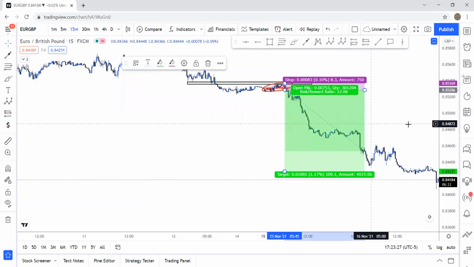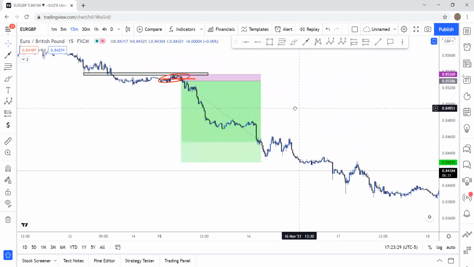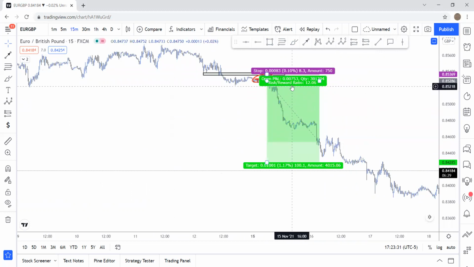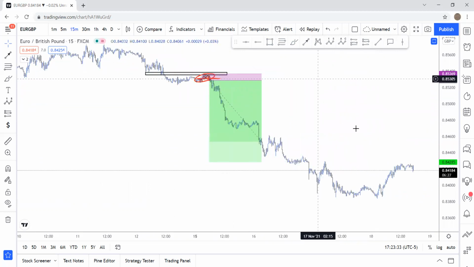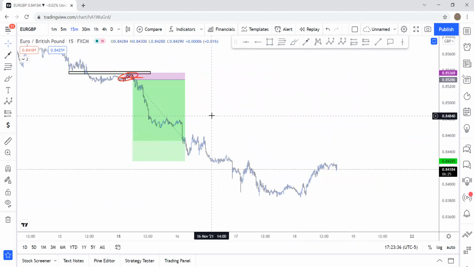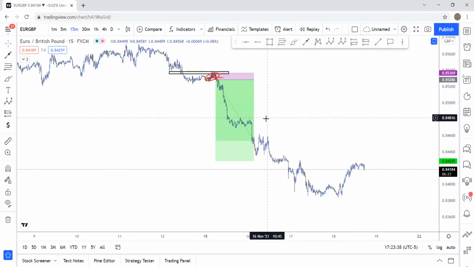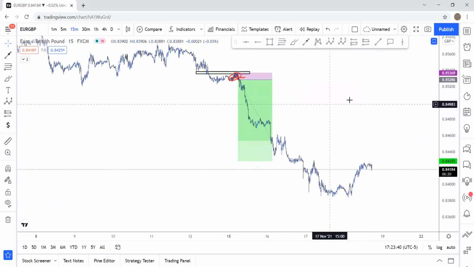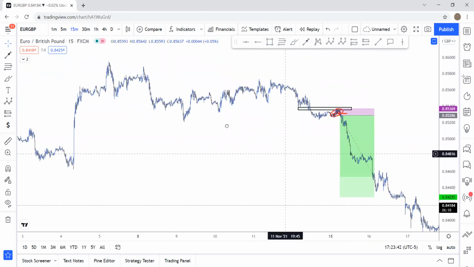Clean, easy, 1, 2, 3, off the 15-minute time frame. You could have been done for the month, for the week, whatever, off that trade. So that's how we enter off a break and retest, guys.